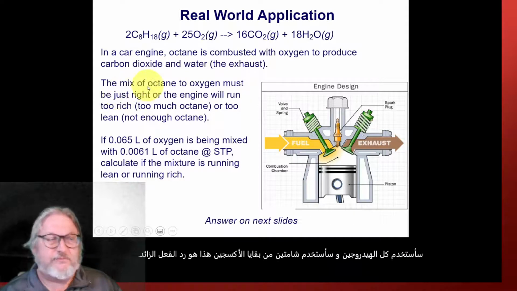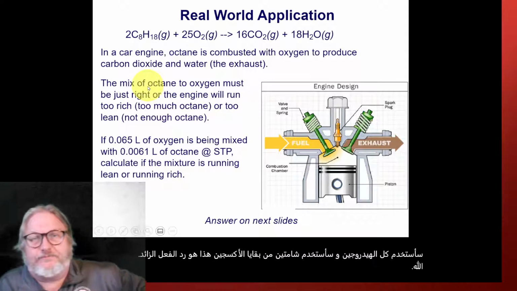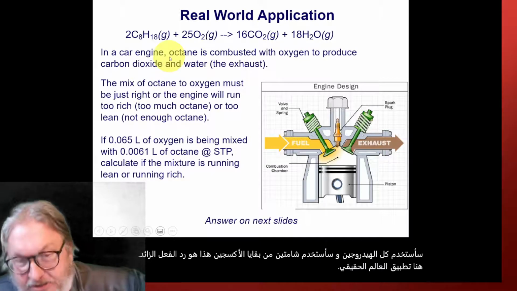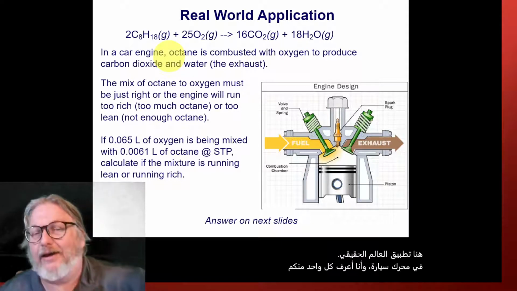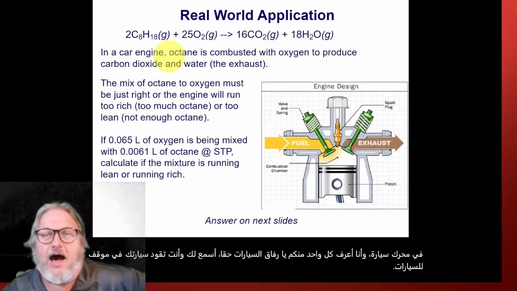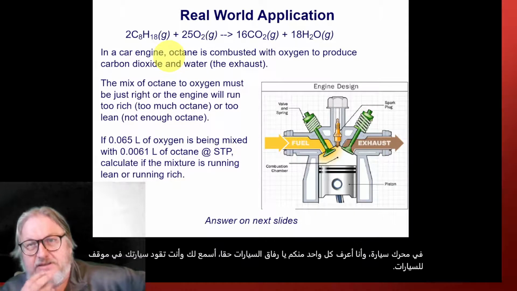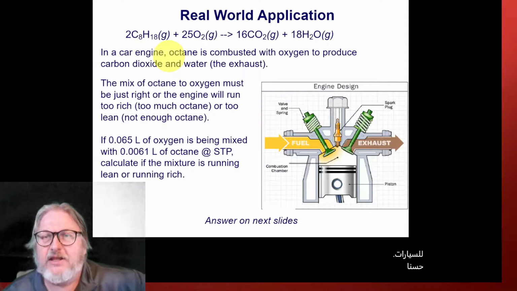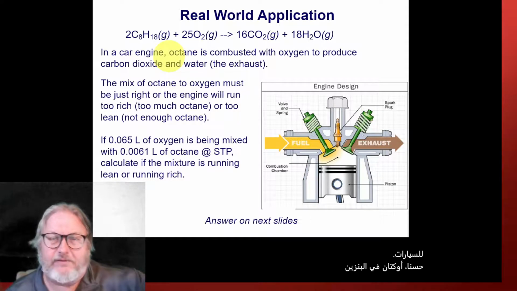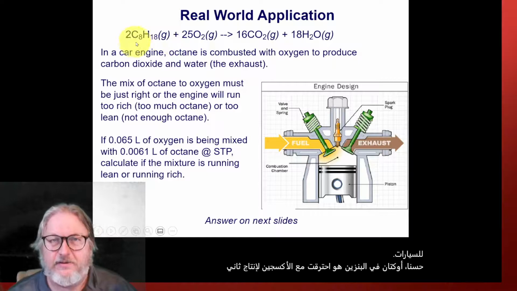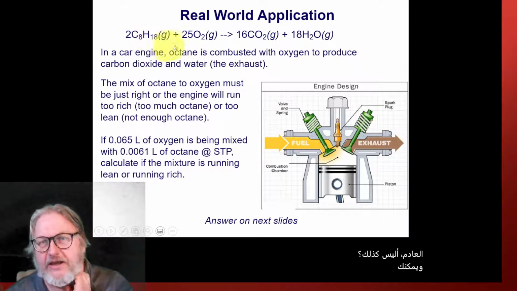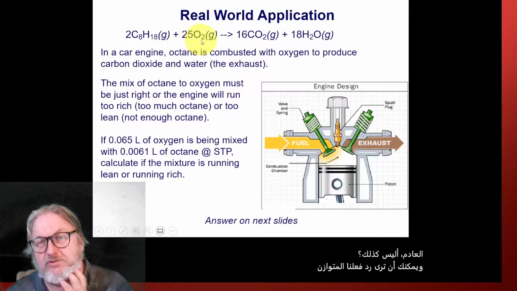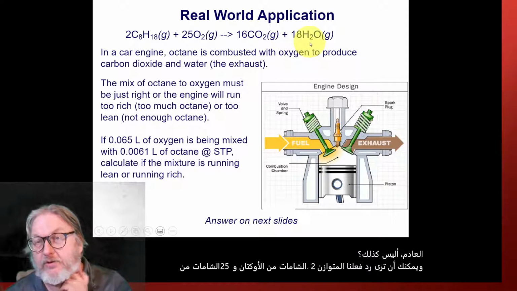Okay? Here's a real-world application. In a car engine, and I know some of you guys really like cars, I hear you as you drive into the parking lot, octane in gasoline is combusted with oxygen to produce carbon dioxide and water that comes out through the exhaust. And you can see our balanced reaction: 2 moles of octane and 25 moles of oxygen gas produces 16 moles of CO2 and 18 moles of water vapor.